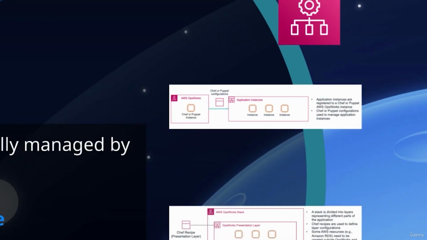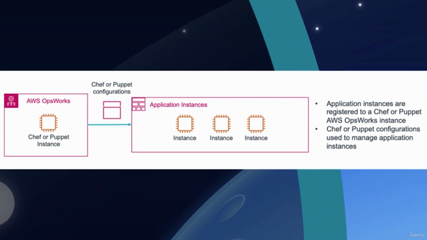Here is how OpsWorks for Chef Automate or Puppet Enterprise works. The AWS OpsWorks service will deploy compute resources that will be running Chef Automate or Puppet Enterprise. And that instance will deploy and manage the configuration of instances that are running our applications.